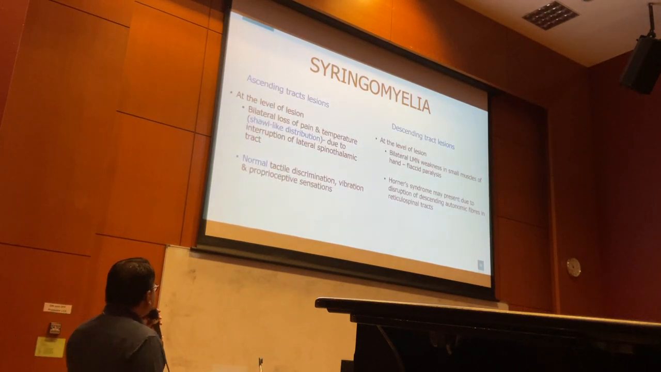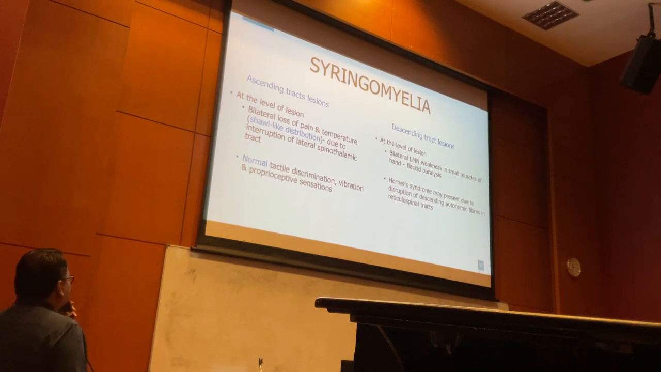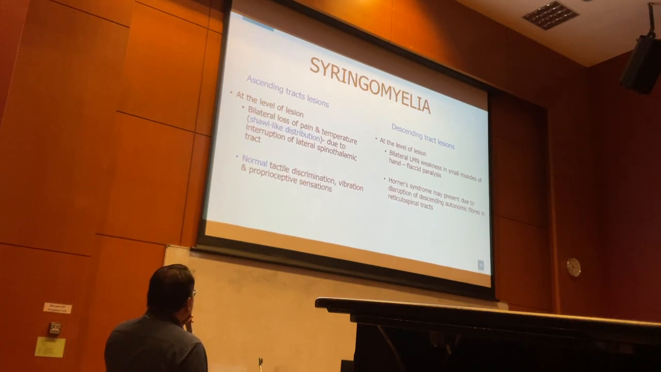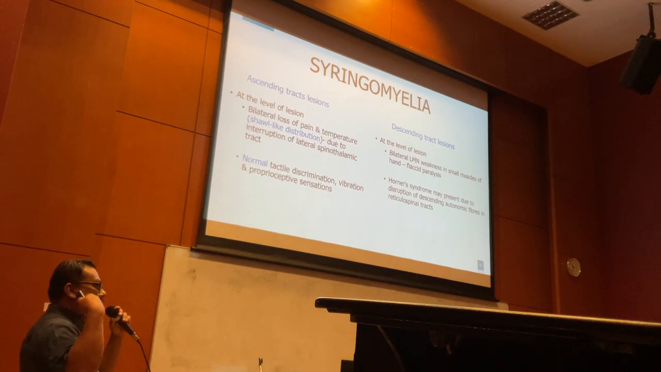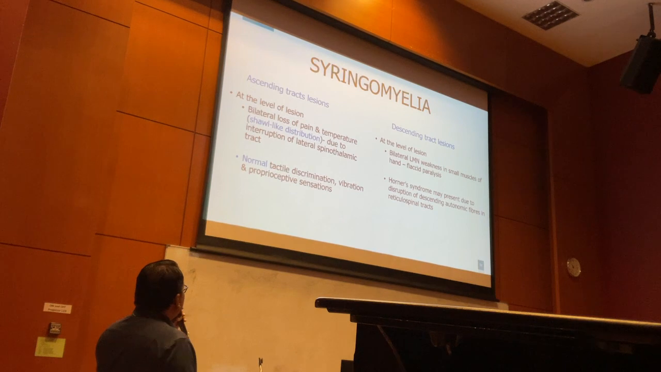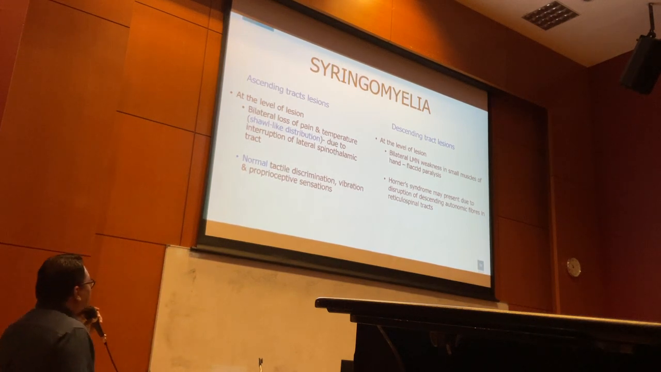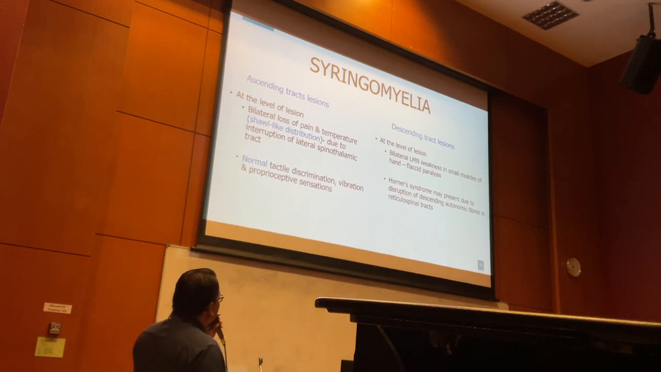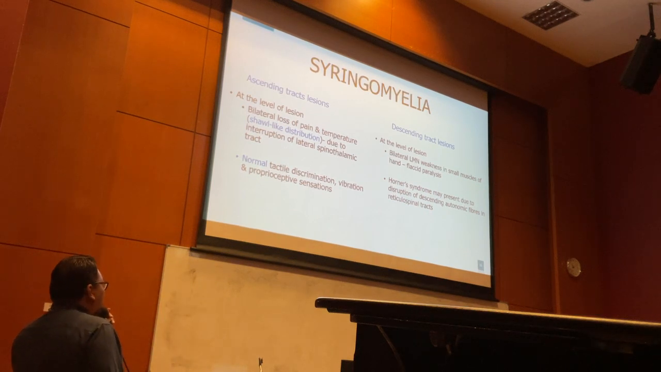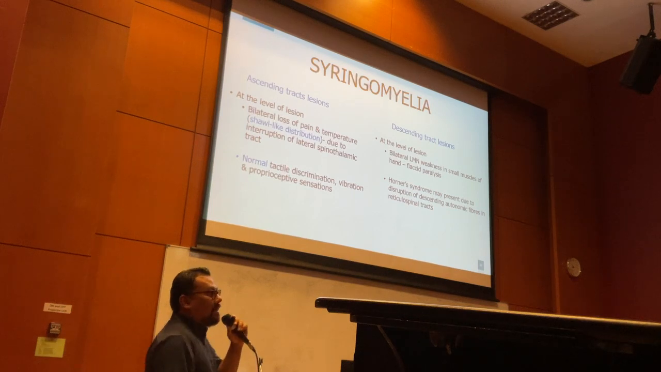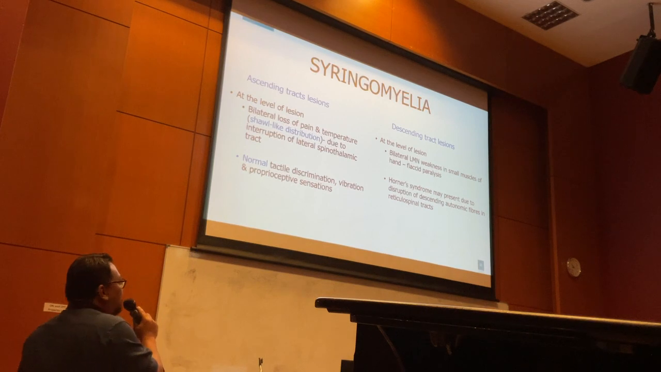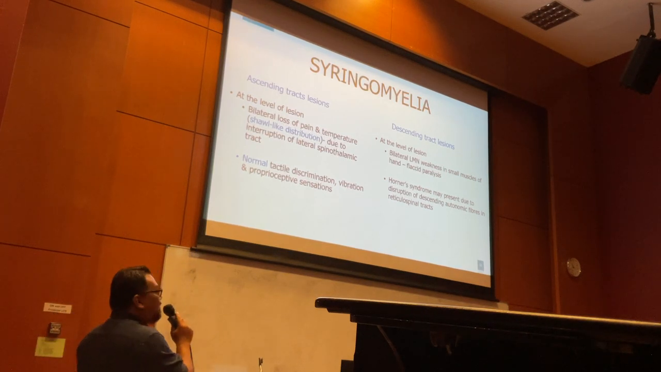Okay, so what happened at the level of the lesion, for the ascending tract: bilateral loss of pain and temperature, shawl-like distribution due to interruption of the lateral spinothalamic tract. Okay, kat bahagian atas, bahagian upper limb. Okay, and this one is normal. Okay, and descending tract lesion at the level of the lesion: bilateral lower motor neuron, and also Horner's syndrome that presents due to the obstruction of the descending autonomic fibers in the reticulospinal tract. Okay, penting. So Horner's syndrome may be present in syringomyelia.